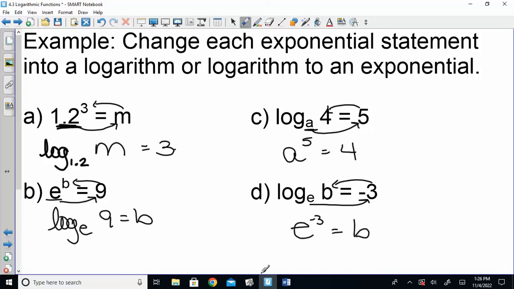All right, so that's going to be 4 of your homework problems tonight, just like that, just writing the definition. Are we okay with those? Okay.